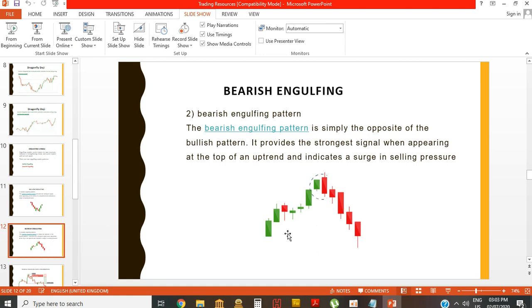And bearish engulfing is simply the opposite of the bullish pattern. It provides the strongest signal when appearing at the top of an uptrend. So in this case, these two candles appear at the top where the red candle is covering the previous one. When this happens, the market will usually go down, and you can see that it actually went down.